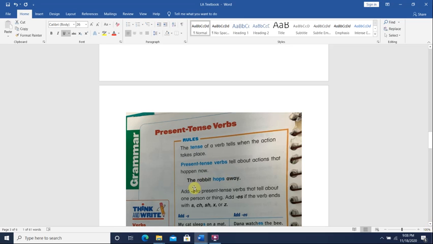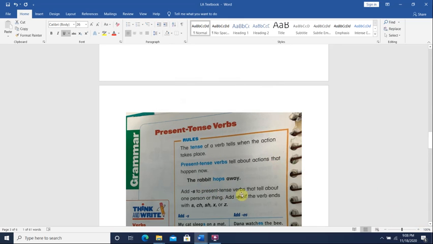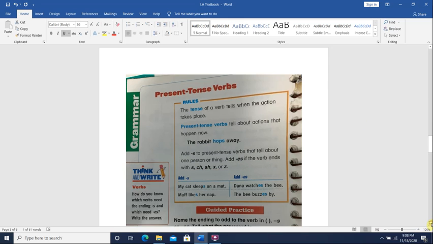And an example here says, the rabbit hops away. Here the verb is hop, and we add an S to show that it's happening now because the subject is about one thing, which is the rabbit. And it says we add an S to the present tense verb that tells about one person or thing. And we add ES if the verb ends with S, CH, SH, X, or Z. And we have examples here.